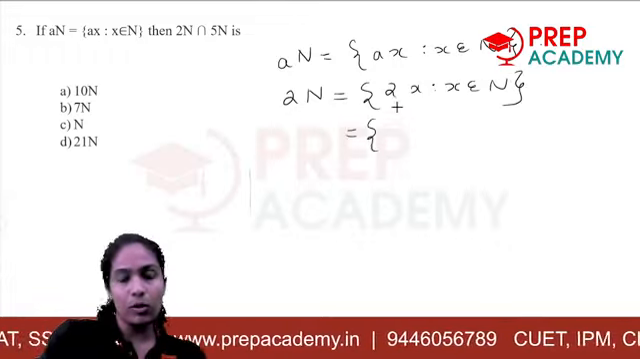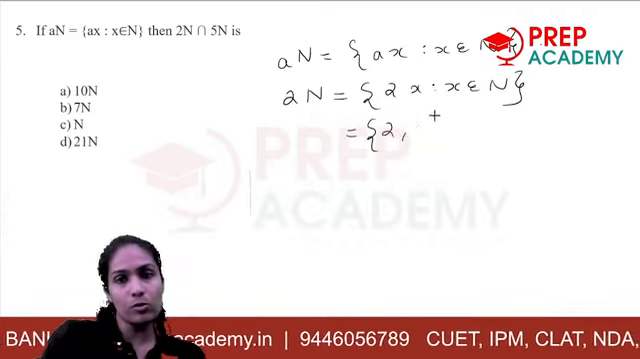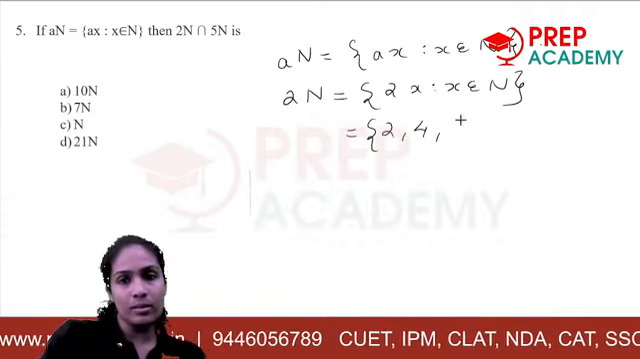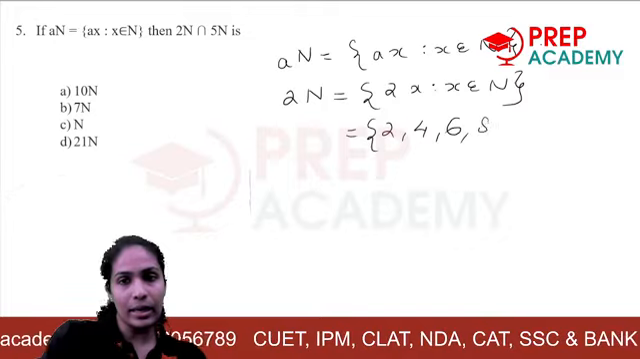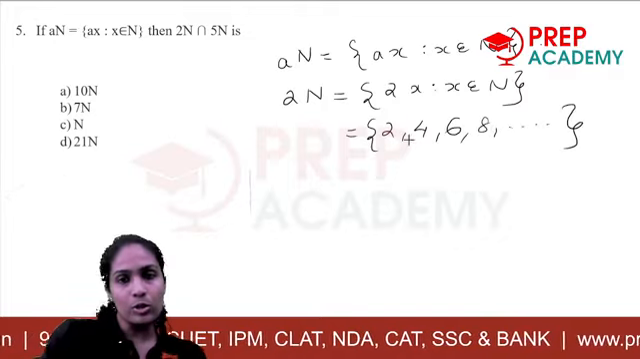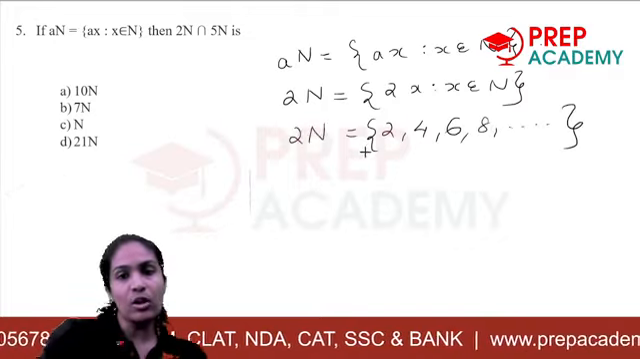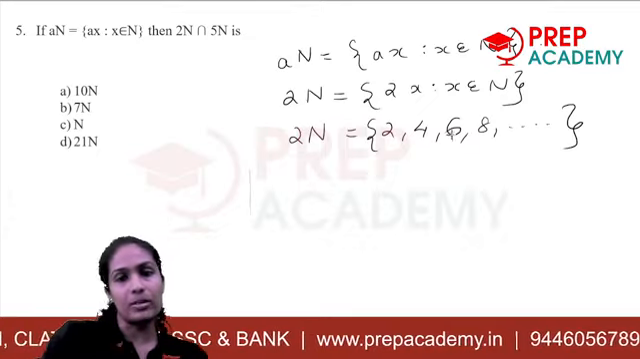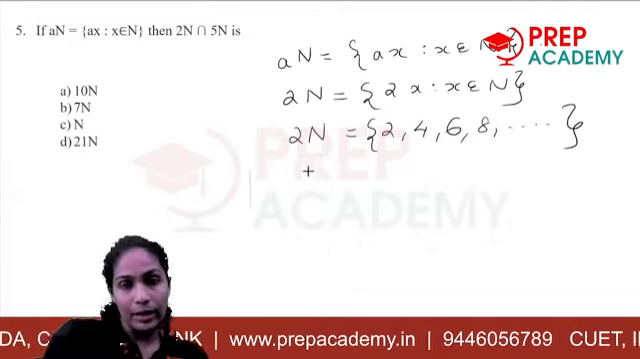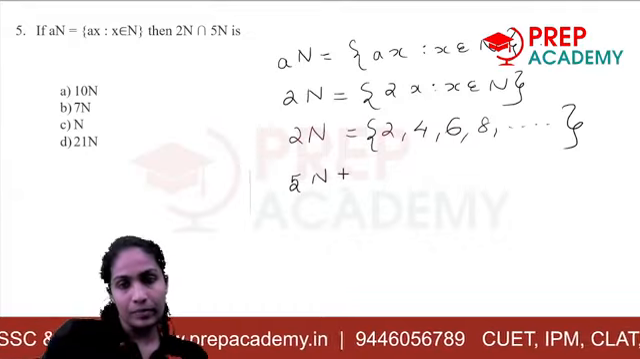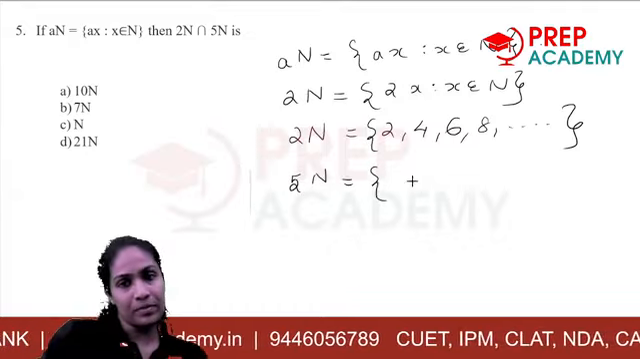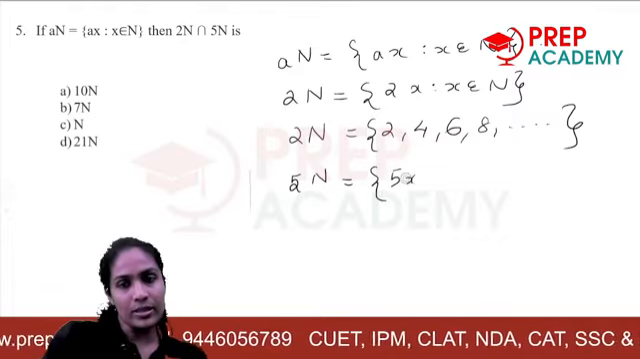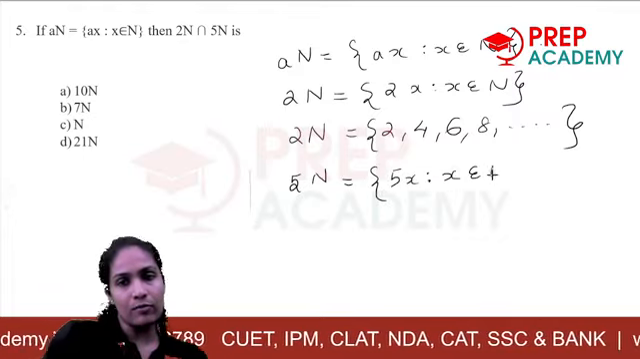So when x equals 1, 2 into 1 is 2. When x equals 2, it is 2 into 2, that is 4. The next elements are 6, 8, etc. So 2N denotes the set of all multiples of 2, or the set of all even numbers. Now 5N. 5N means the set of all 5x such that x is an element of N.